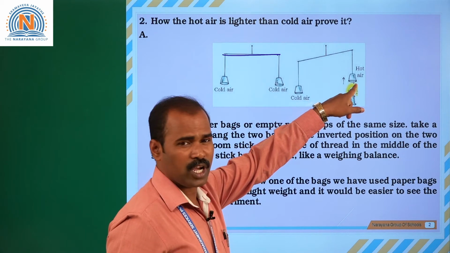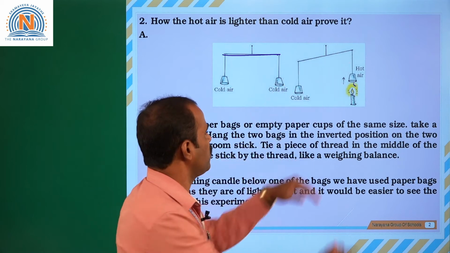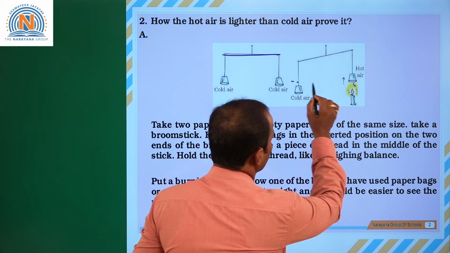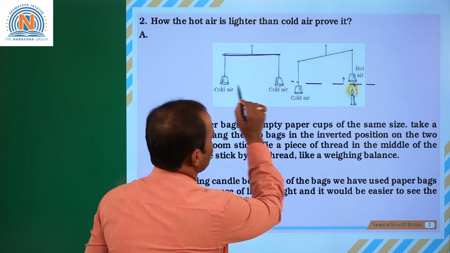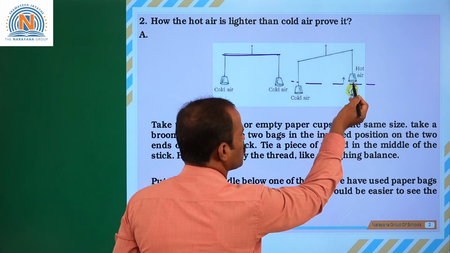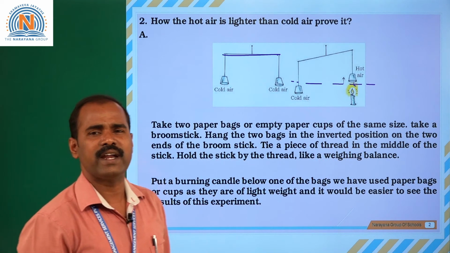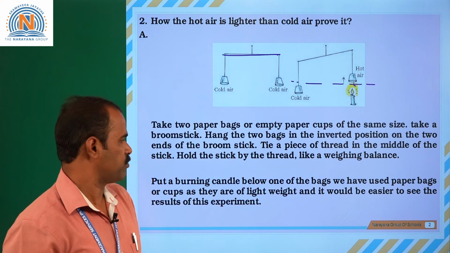So we can observe the balance. That means the paper cup on the right side is above the horizontal level and this one is below it, if the initial condition is this horizontal position. Now this comes down and that goes up because hot air is lighter than cold air. Okay.